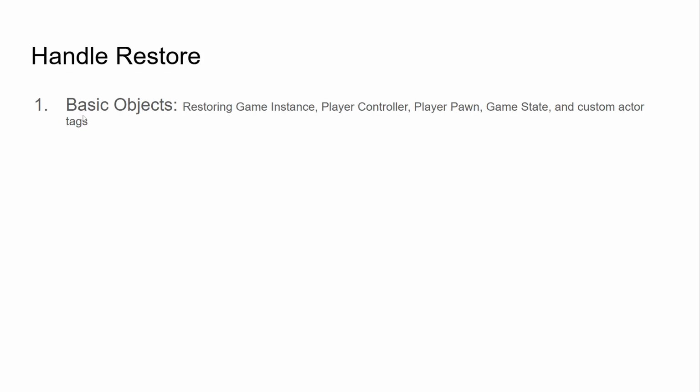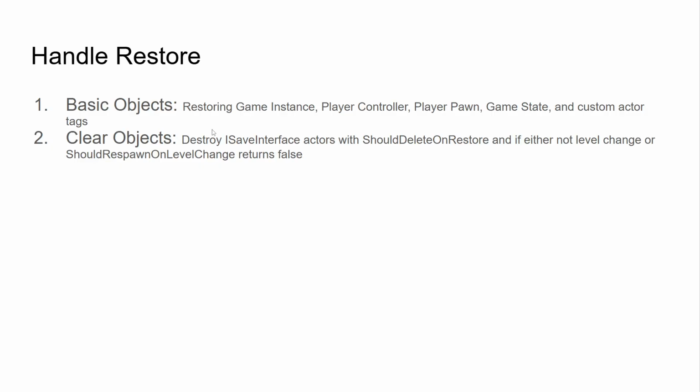Okay, handle restore. So this is what happens in the game instance, or the restore actor that handles the restoration. First, I restore all the basic objects, so I think all the global actors, game instance, player controller, player bond, and game state, and custom actor tags. Then I destroy all of the actors that have should delete and restore.